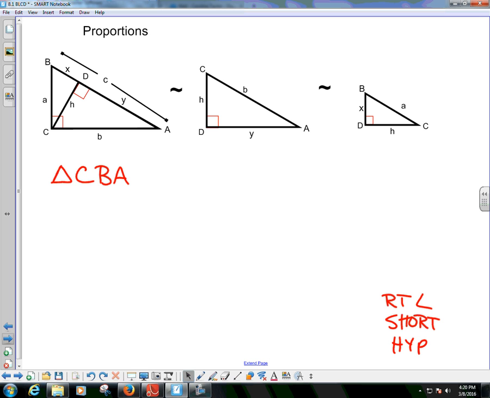I'm going to call this middle triangle, triangle DCA. So I started at my right angle, I went across my short leg and across my hypotenuse. And then for my small triangle, I'm going to say triangle D across my short leg to B, and then across my hypotenuse to C. And this is where we need to set up those similarity ratios. All right.